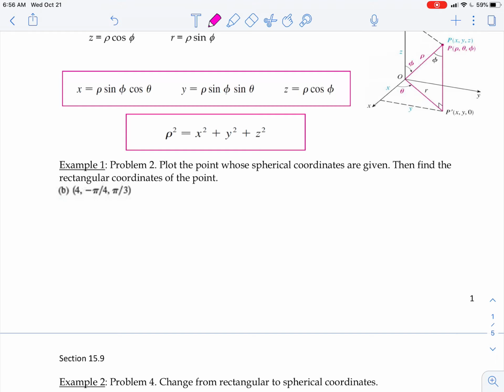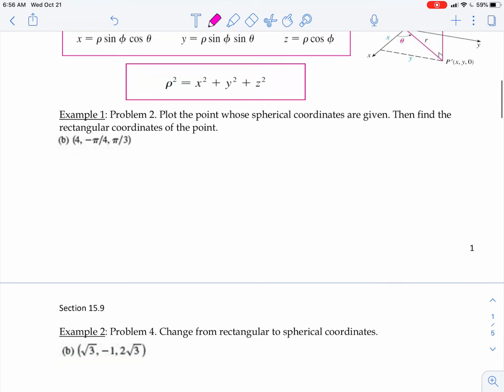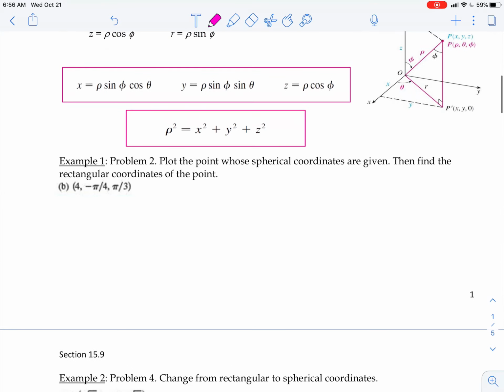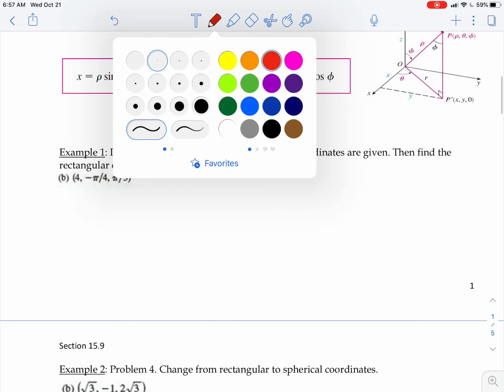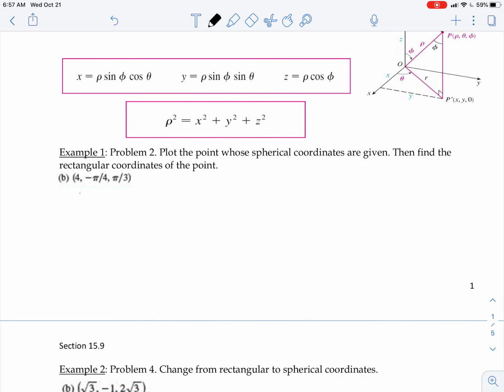So let's go ahead and show you how we can go from the plot and how we can go from spherical to rectangular, and then also, I think the next one, go from rectangular to spherical. Well, I'll save that example for the next page, so let's go ahead and just do the first one.